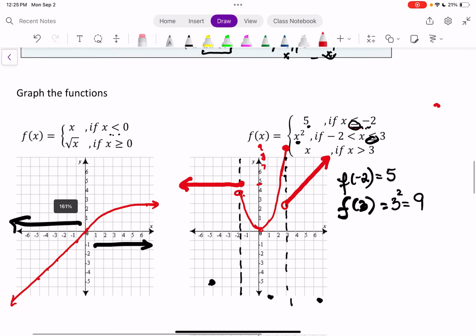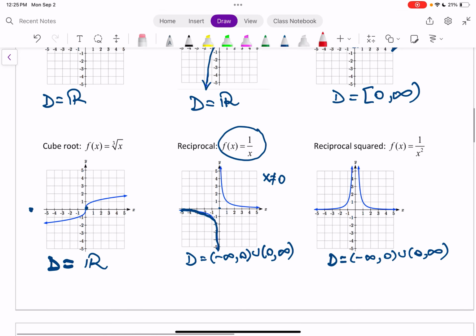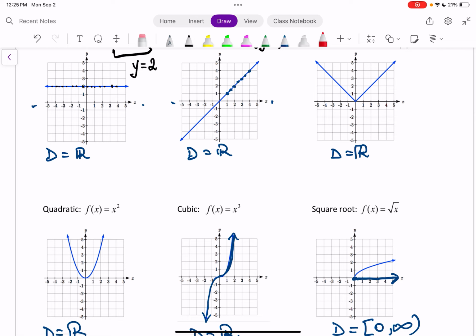So be careful. A piecewise defined function looks different on different parts of the number line. So even though I've given you our basic functions, you need to grab the piece of them that corresponds. So let's say more than 3, we only grab this part of the line, right? Between -2 and 3, we only grab this piece of the parabola, right, and so on.